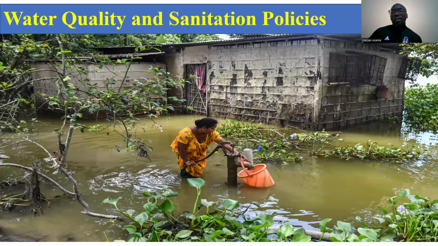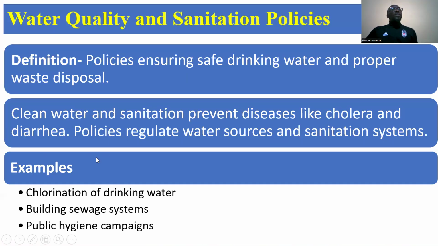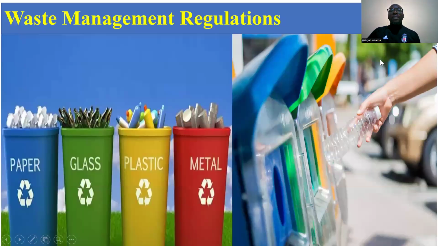If you are living in a place where you are getting water, but the quality of the water is not good, it is contaminated, what is going to happen? You are going to get diseases. So that is why we are saying that the quality of water determines the health. So it's one of the most important determinants of health. So when you're talking about water quality and sanitation policies, we are basically talking about what?